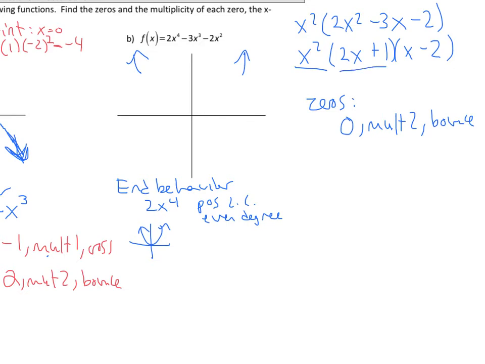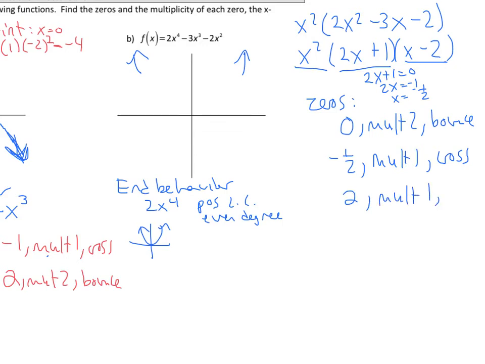My next 0, for that 2x plus 1 to be 0, I solve a little equation. I get 2x equals negative 1, x equals negative 1/2. So negative 1/2 is a 0. And that's raised to the first power, that part, so it's multiplicity 1. And it's going to cross. And then my last 0 is positive 2, which is also multiplicity 1, because it's to the first power, and it will cross, because it's an odd power.